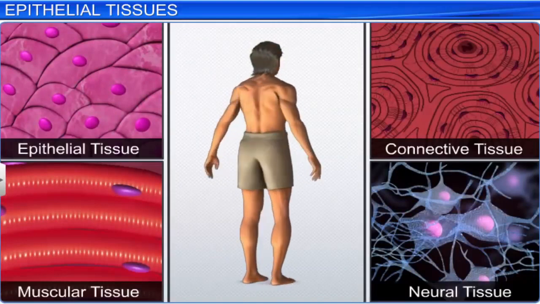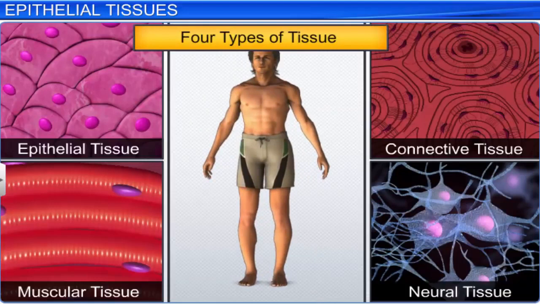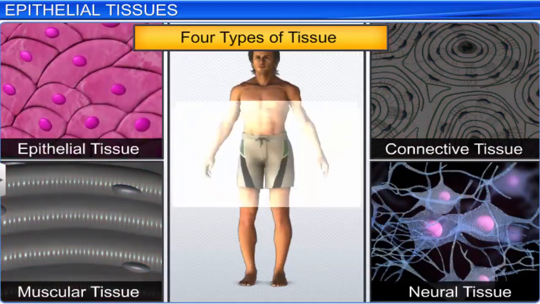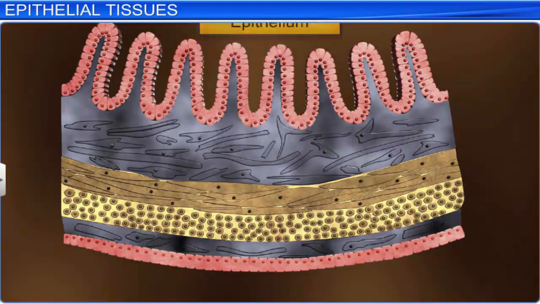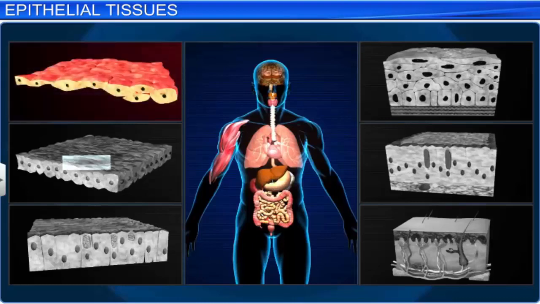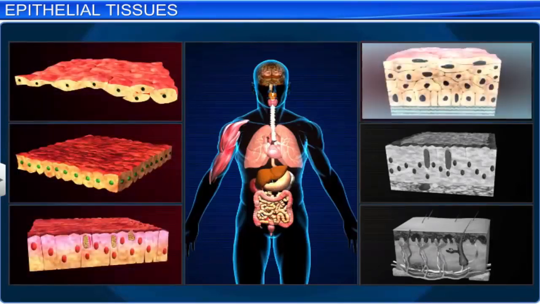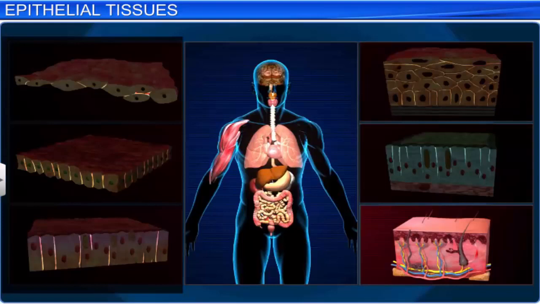Based on function, animal tissues are broadly classified into 4 types, namely epithelial, connective, muscular, and neural. Epithelial tissue is commonly known as epithelium. These cells have a free surface, which either faces the body fluid or the outer environment. Thus, the epithelium serves as a lining or a protective covering for body parts. Epithelial cells are compactly arranged with little intercellular matrix.